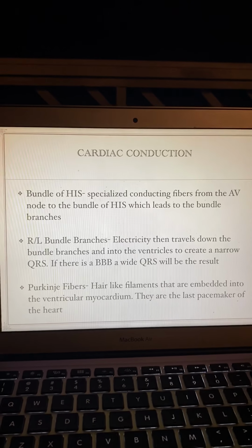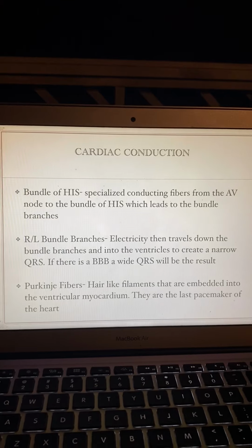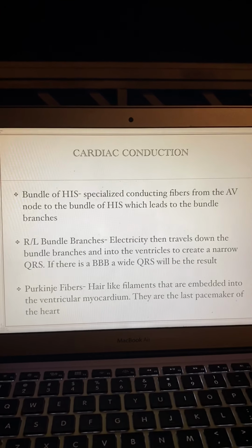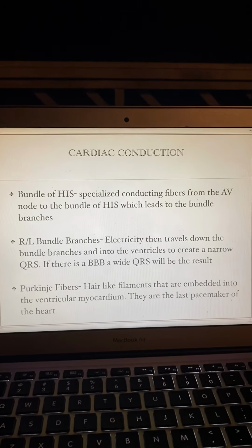Quick little side note, I know we haven't talked about bundle branch blocks yet, but if your patient has a bundle branch block, you're going to notice that they will have a widened QRS as a result of the block.